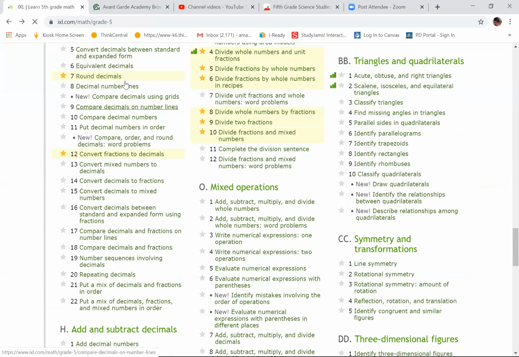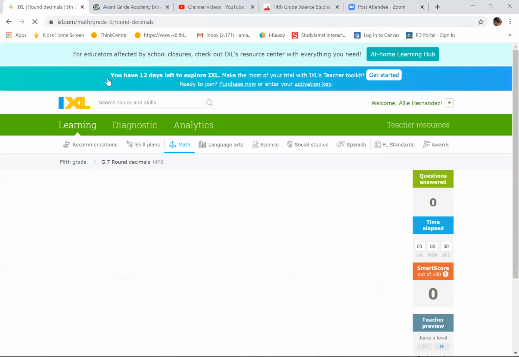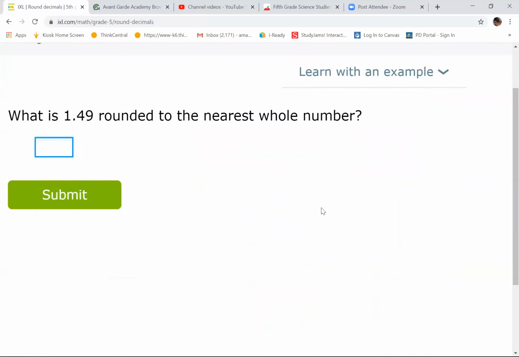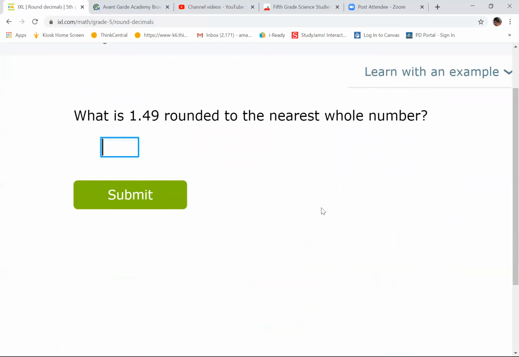Now pay close attention because your IXL lesson is about rounding decimals, and this is going to help you. And of course, you can always go to YouTube and find a YouTube video. So much you can do. All right, here we go. We're rounding to the nearest whole number. So I'm going to underline the whole number.